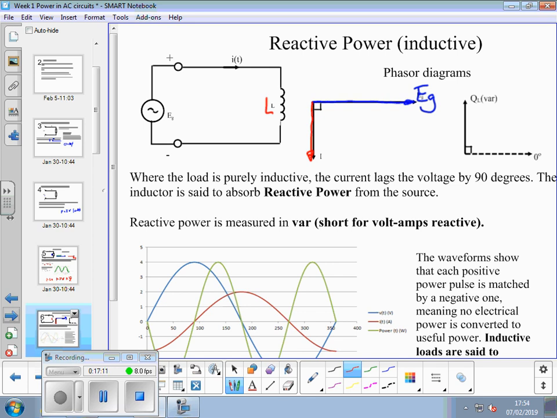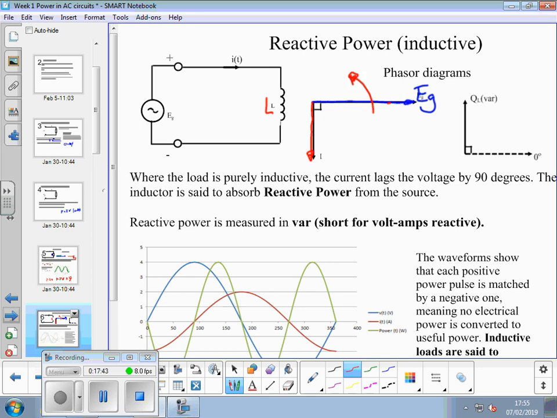And we talk about angles going round in an anti-clockwise rotation. So in that sense, the voltage here is ahead of the current. Yeah, it lags. So current lags the voltage by 90 degrees. We could equally say voltage leads the current by 90 degrees.